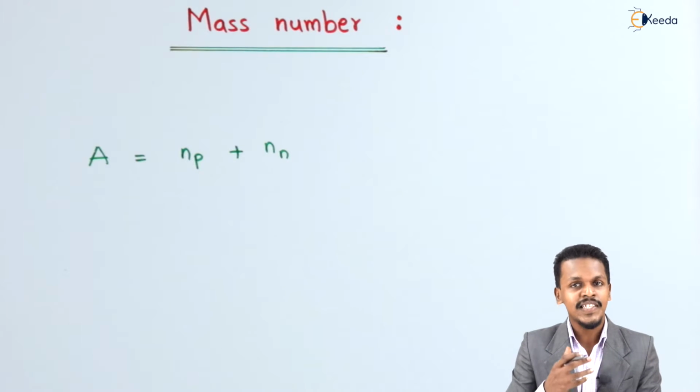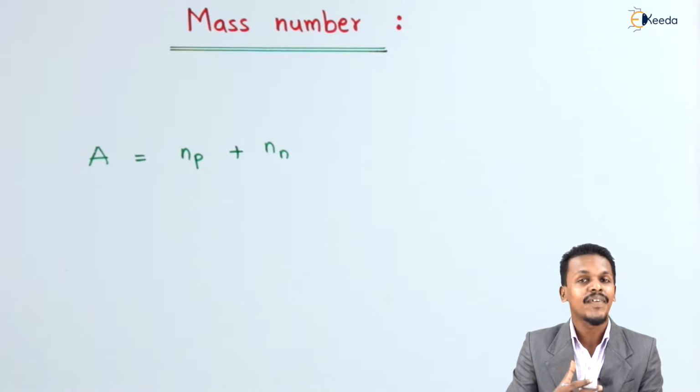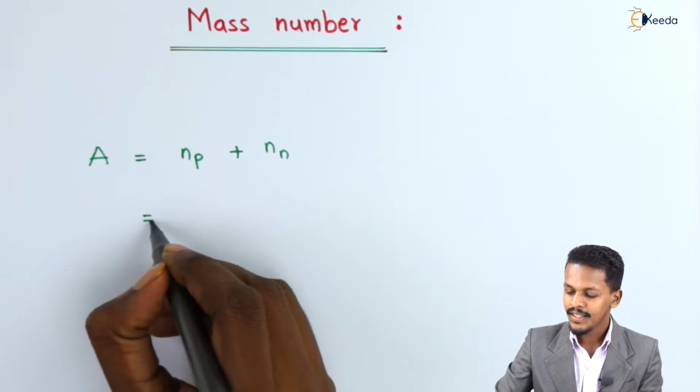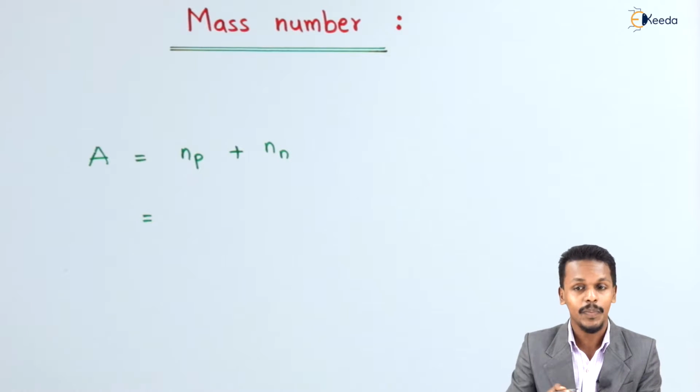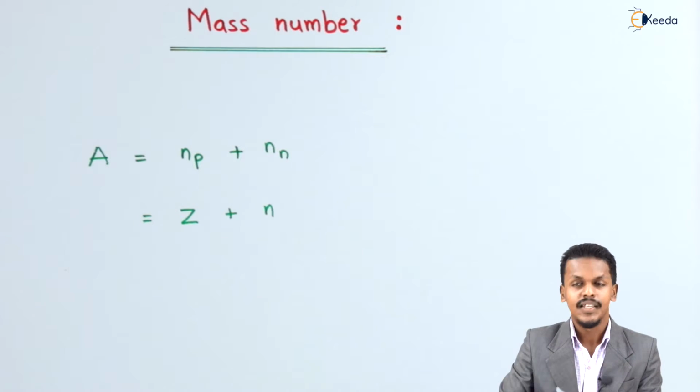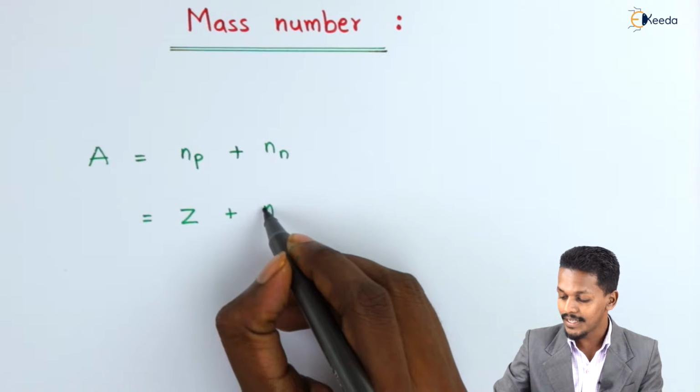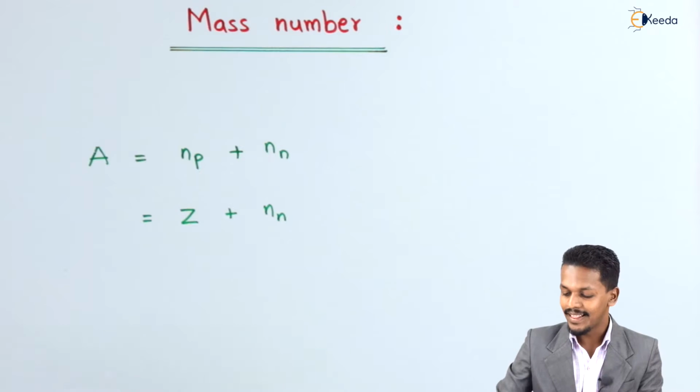The number of protons present in an atom is equal to the number of electrons present in an atom. The electrons are revolving around the nucleus of a particular atom. So I could say the number of protons represents the atomic number of the particular atom, which is represented by Z. Talking about the number of neutrons, we can represent it as N. And this is nothing but the atomic mass number, that is A.